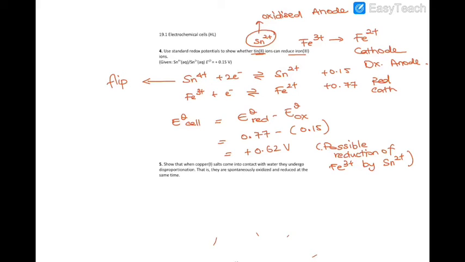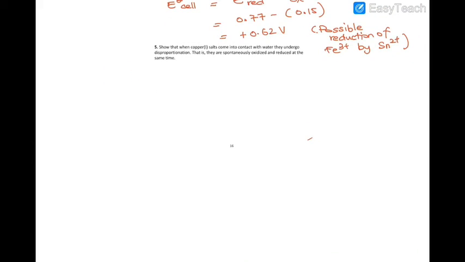Now, let's say the last question, you have to show that Cu+ coming in contact with water can undergo disproportionation. Disproportionation means it's oxidized and reduced at the same time. So in the same equation, you have Cu+ getting oxidized, so turning to Cu2+, and Cu+ being reduced, that is turning to copper.